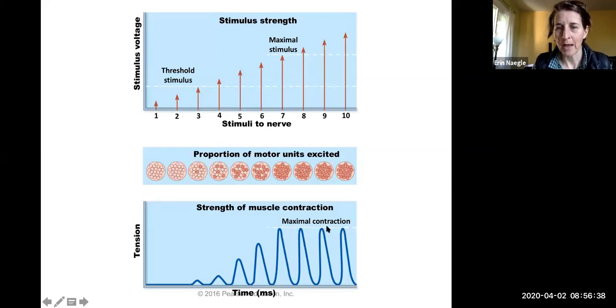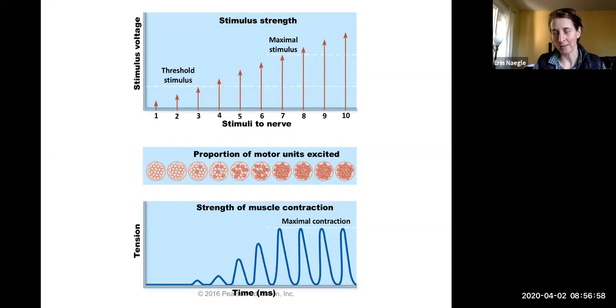And why do we reach a maximum contraction? Well, because we have excited every single muscle fiber in that muscle. Now, in reality, in your body, that doesn't happen very often. The only time that happens is if there's a kid underneath a truck and you're the only one around that can lift that truck up off of that kid.